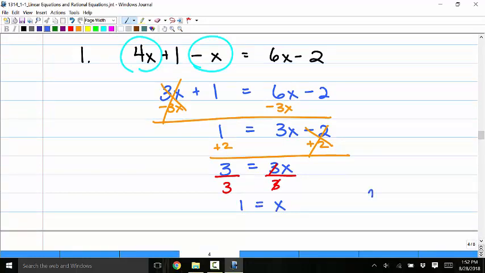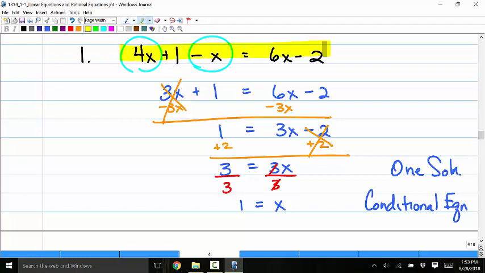This is a conditional equation. It has one solution. If I plug in 1, x = 1, into that equation, I get a true statement. If I plug any other value of x in, I get a false statement. 1 is the only solution that works.